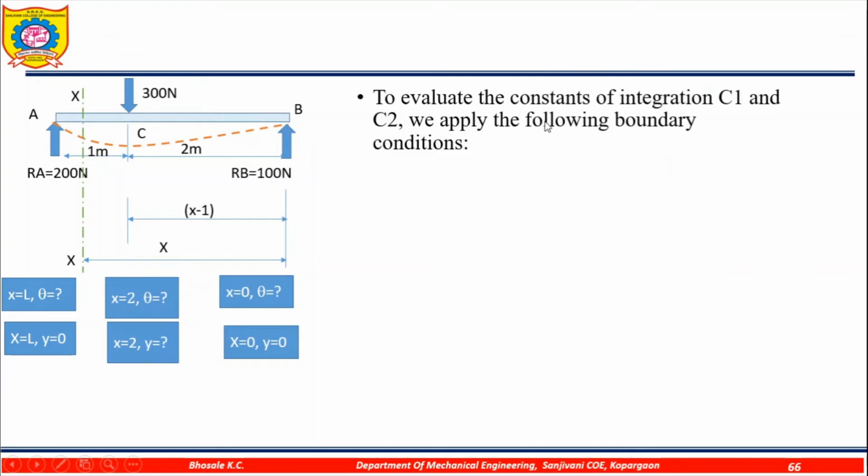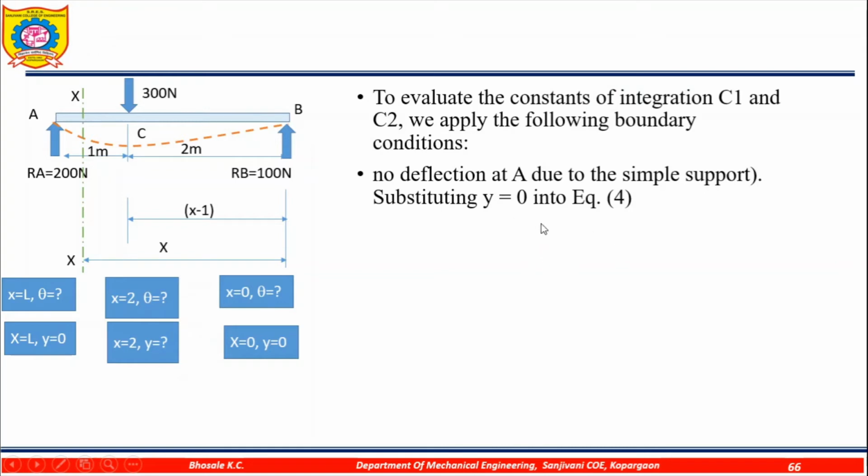To evaluate the constants of integration C1 and C2, we apply the following boundary condition. There is no deflection at point A due to the simple support. So substitute y equal to 0. At this point we will use the total equation, because here the value of x becomes L and the maximum value is 3. For that purpose we will use the total term.